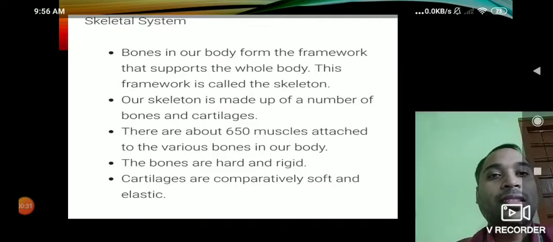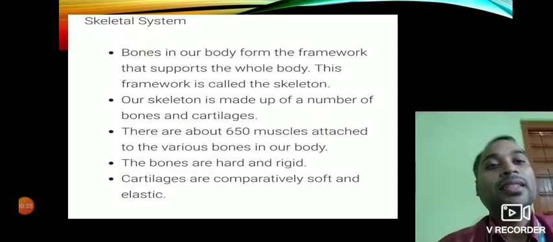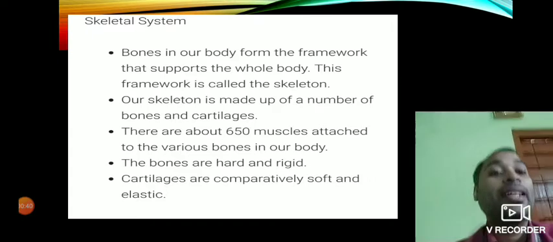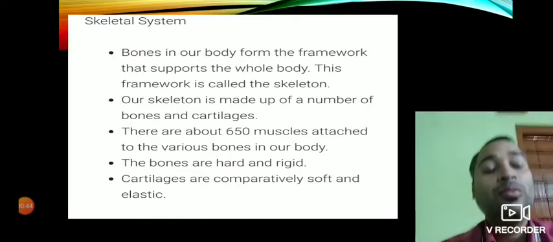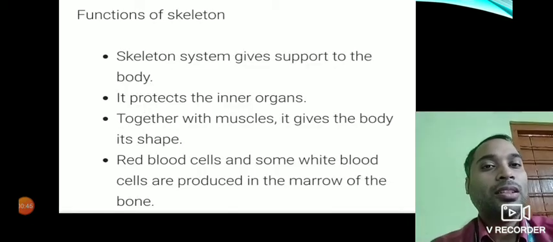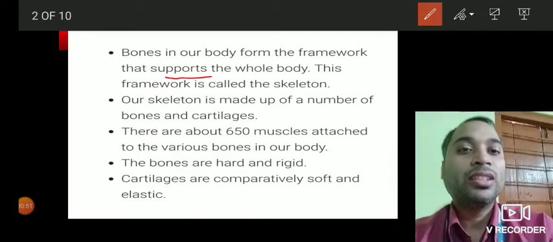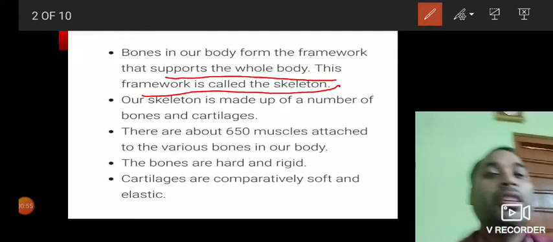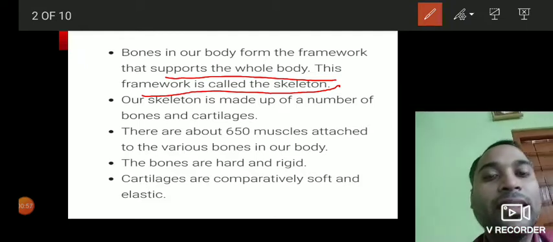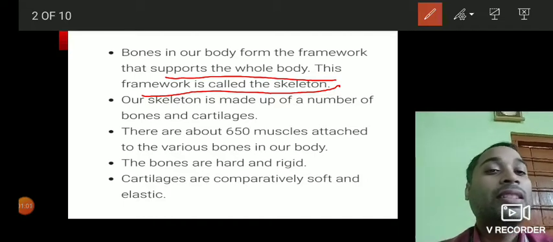Skeletal system. Bones in our body form the framework that supports the whole body, and this framework is called the skeleton. So, this is basically a framework that supports our body. Now, just mark these important lines. This is a framework that supports our body. This framework is called skeleton. Our skeleton is made up of a number of bones and cartilages, as we have already discussed.